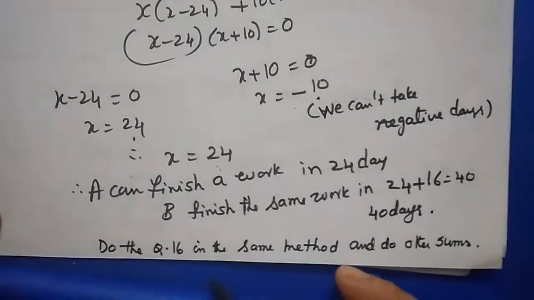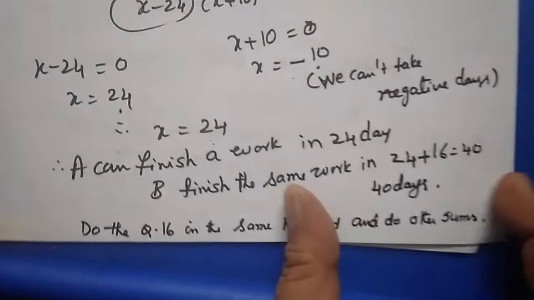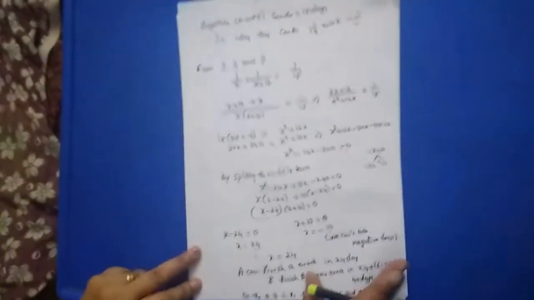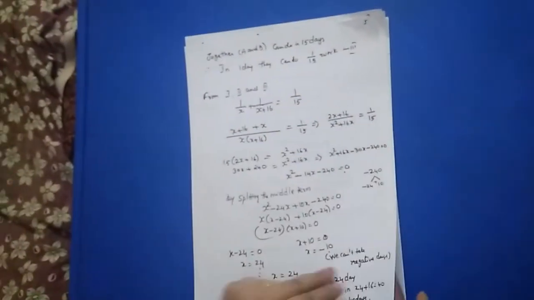So next, question number 16 in the same way. This is the tap question, the pipe question, finishing in 1 hour. How much? In a similar way, you can do question number 14 and the other sums.